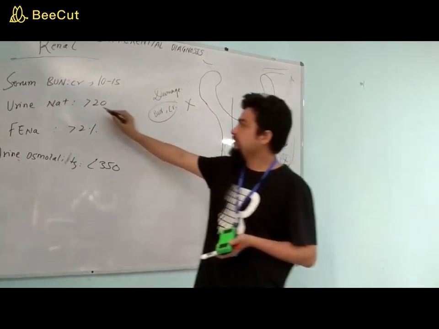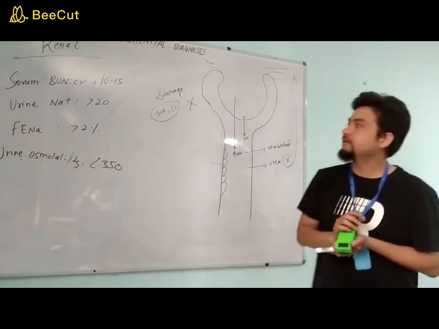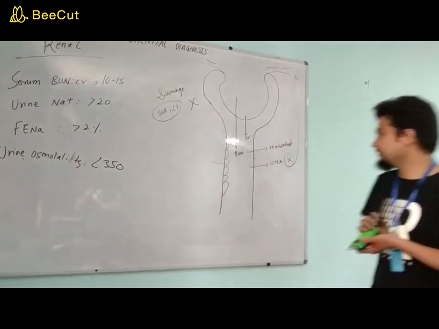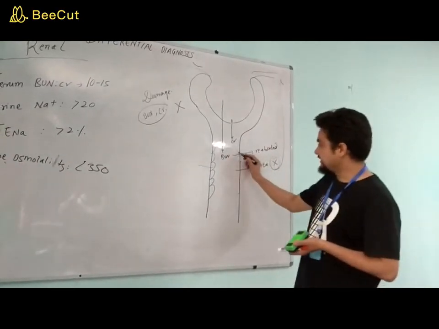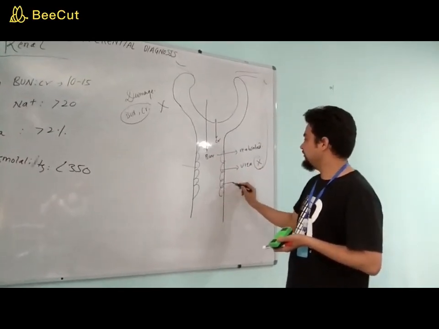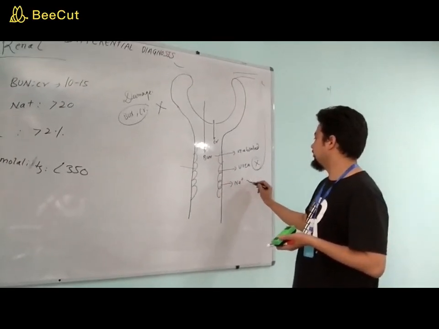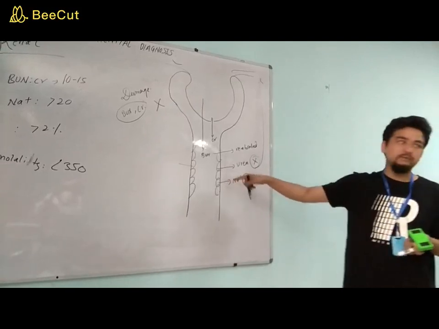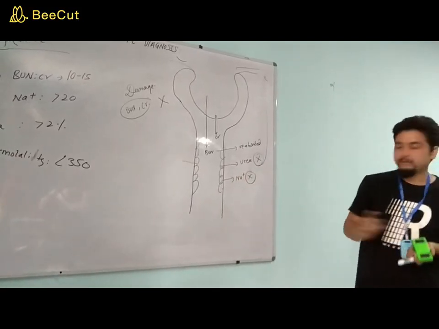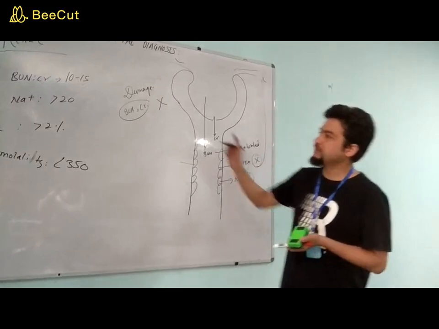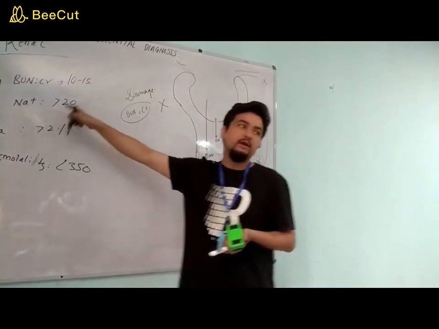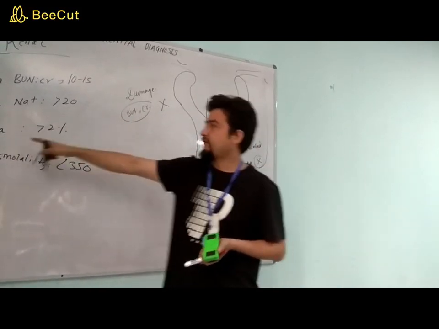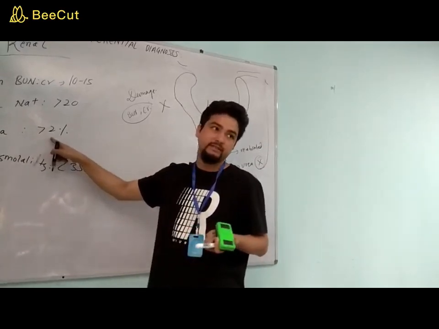Coming to the second point, urinary sodium greater than 20. This means that in this case the damaged tubule cannot reabsorb sodium. If the damaged tubule cannot reabsorb sodium, obviously it will increase in urine. If urine sodium increases, then fractional excretion of sodium will increase.